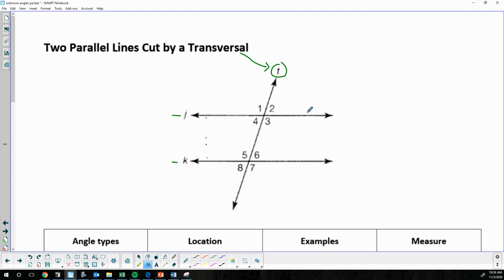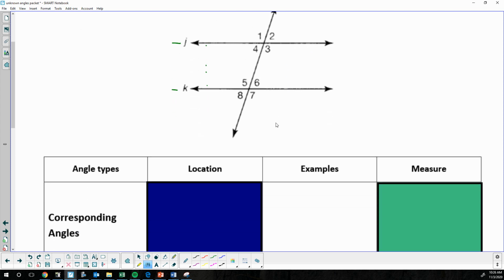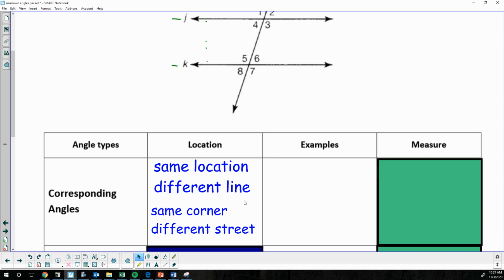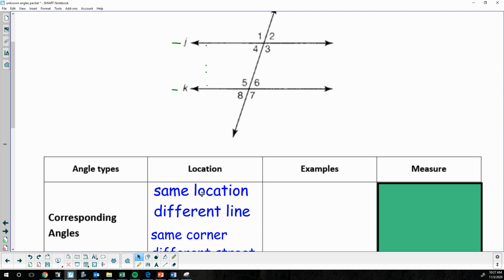Okay, so the first angle type are corresponding angles. When we're talking about corresponding angles, the way we describe their location is that they have the same location on different lines. One of the ways I used to like to call it is, if you think of the parallel lines like streets, and the transversal is like the road that goes through them, it's the same corner but a different street. So let's talk about what that means.